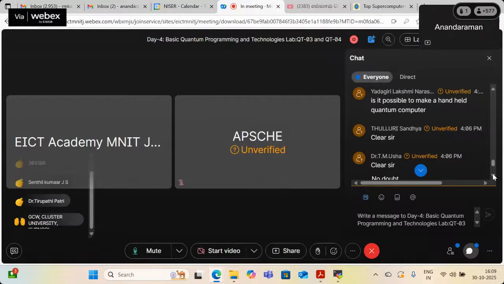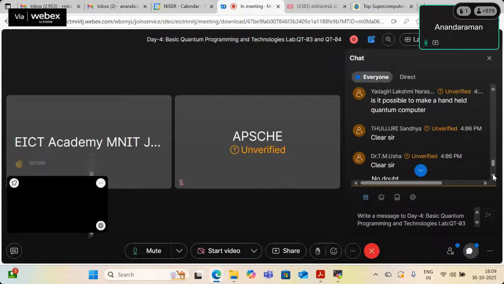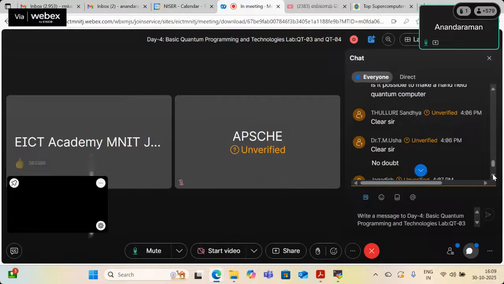Is it possible to make a handheld quantum computer? I don't know, but there are some tabletop NMR based quantum computers available. Handheld, I don't know, but tabletop is available. It is NMR based, nuclear magnetic resonance based.